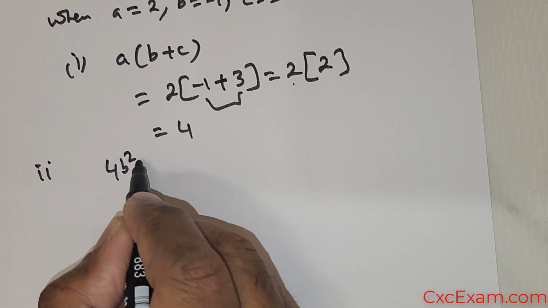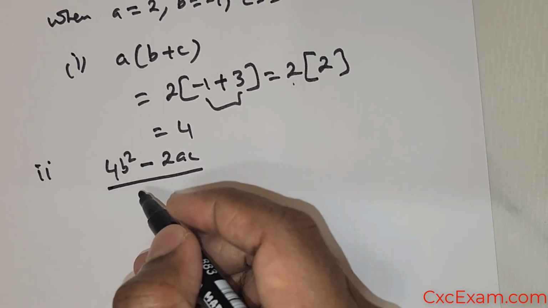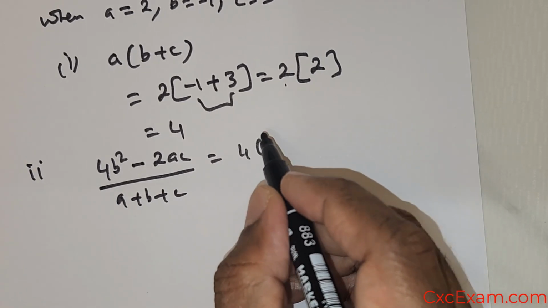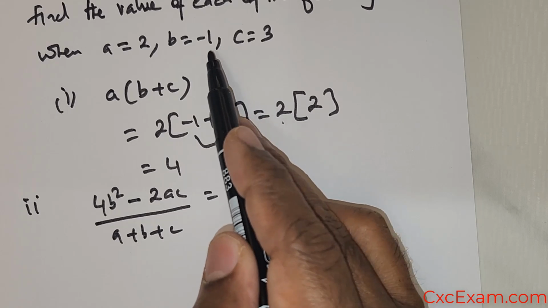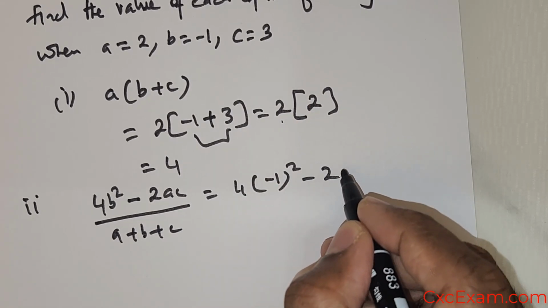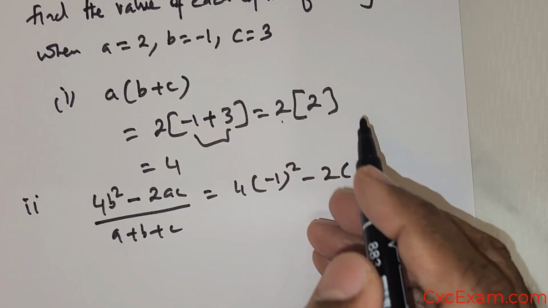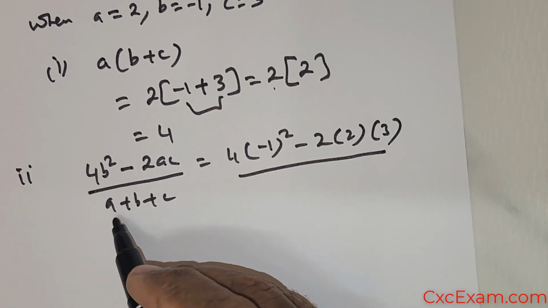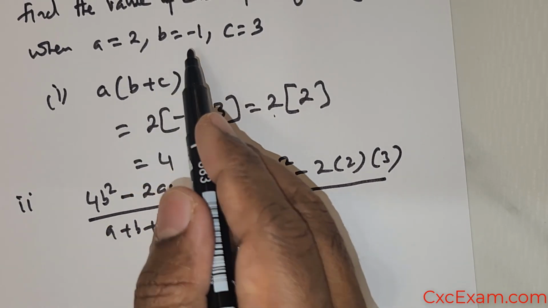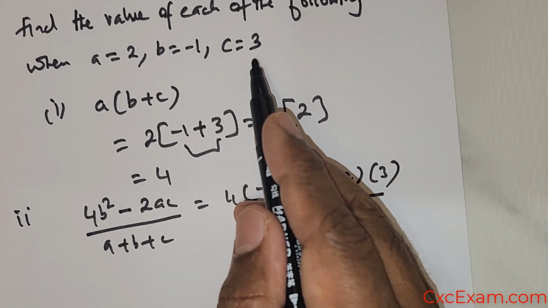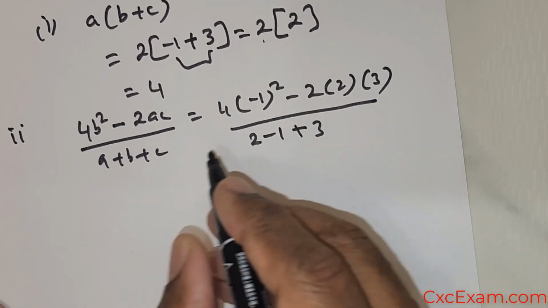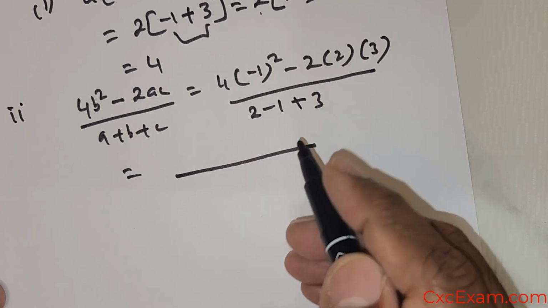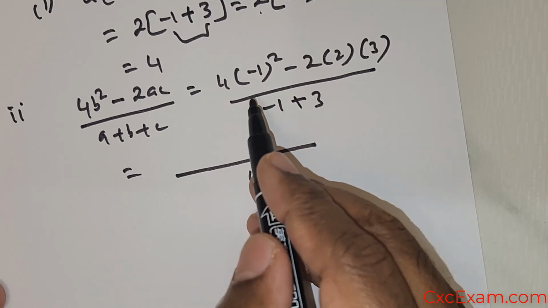What is that? 4 times b squared negative 2 times ac over a positive b positive c. Now in place of b you substitute -1 raised to the power of 2, negative 2 times a is 2, substitute that, c is 3, substitute that, divided by a is 2, b is -1, and c is 3. The denominator: 2 added with -1 will give you 1. 1 added with positive 3 would give you 4.